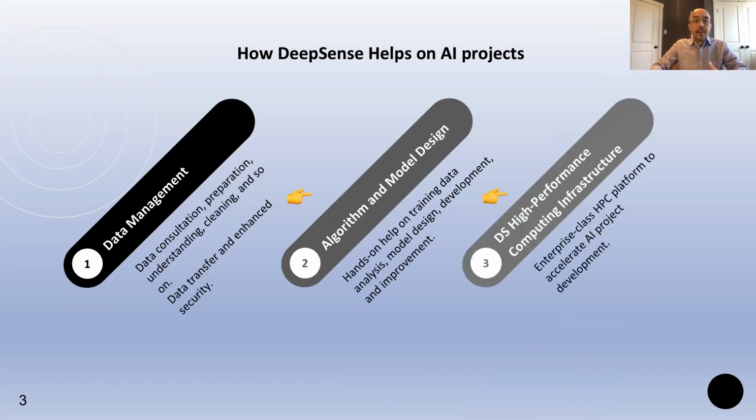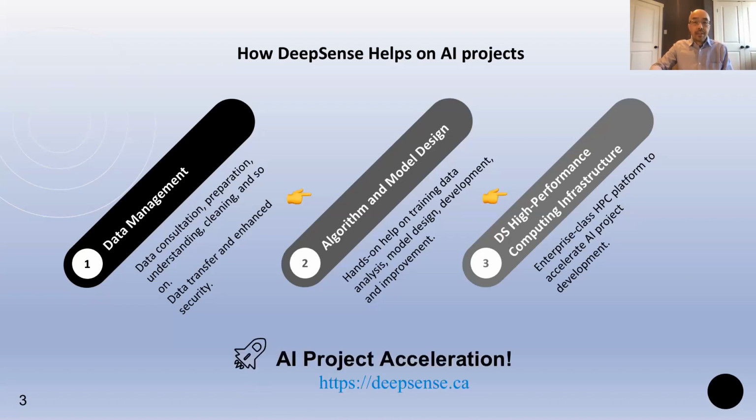Finally, no matter what you designed and what you implemented in your mind, on your laptop, on a PC, you have to find a place to run it. So we have high performance computing infrastructure. It's an enterprise class HPC platform to accelerate AI project development. So all these three together, we can accelerate AI projects.